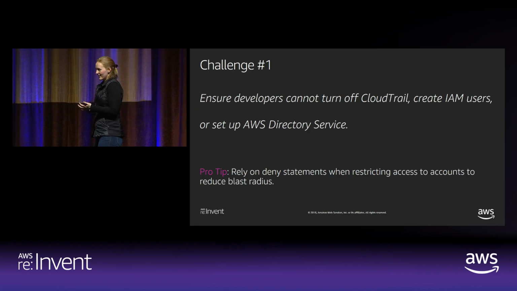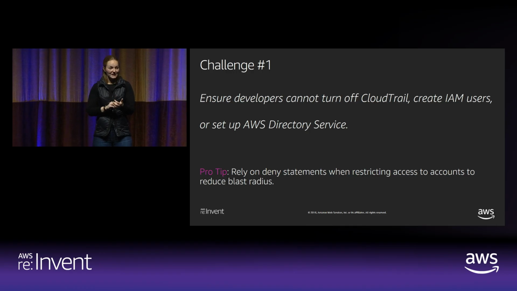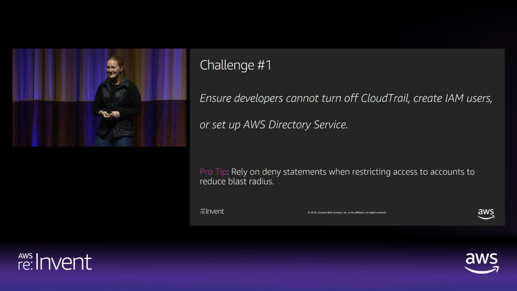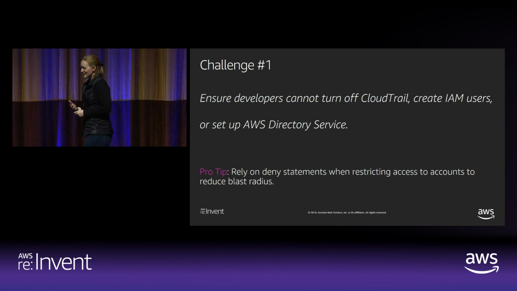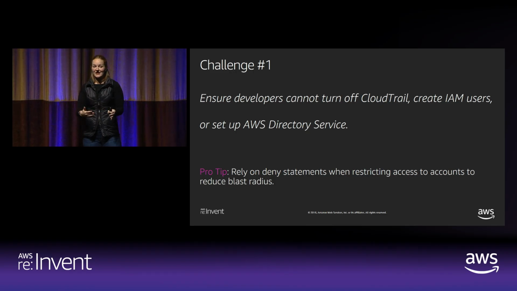The pro tip here is rely on deny statements when restricting access. By default, there's an allow star.star for all SCPs. It's a lot easier to basically say, hey, deny these actions, than it is to allow a bunch of stuff and whitelist. One, AWS is constantly launching new services, and so you want to be able to move quickly and just put deny on what you don't want. And also, it's a lot easier to understand, and so it reduces some blast radius in case you get it wrong. Hopefully you won't.